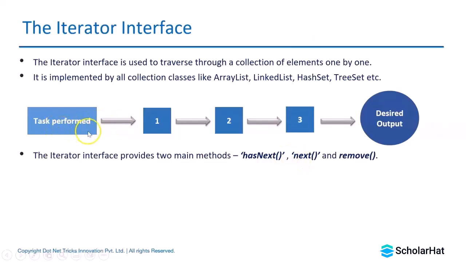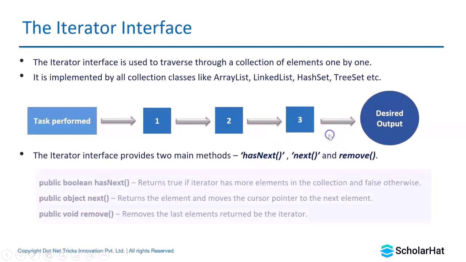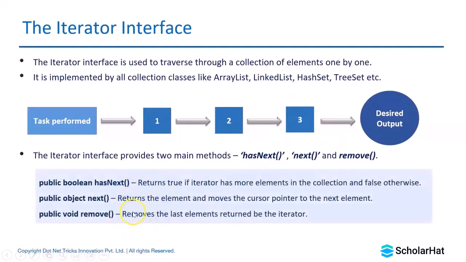So multiple tasks are performed to iterate one element, two elements, three elements, until we have no more hasNext. Otherwise the iterator ends. That's what I told you about hasNext, next, and remove. They help in iterating each element. Let's try to understand with the help of a practical.